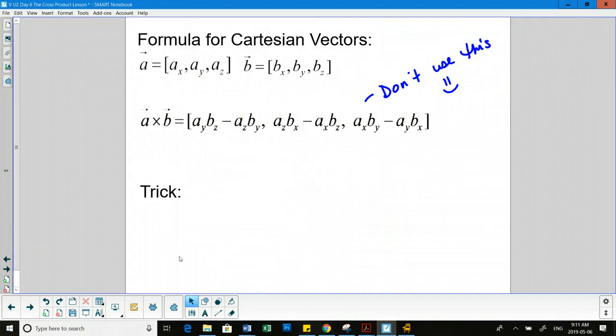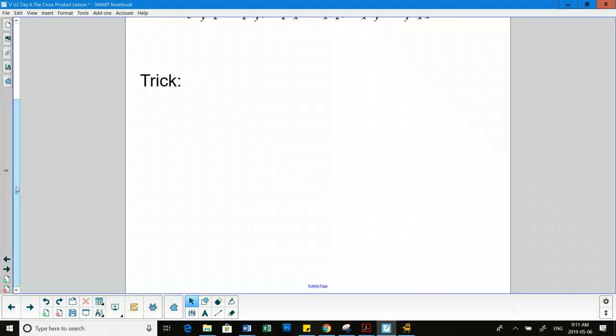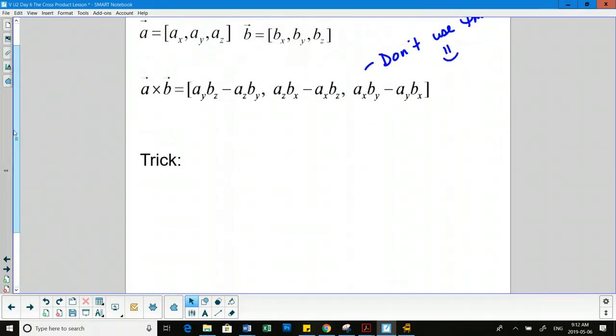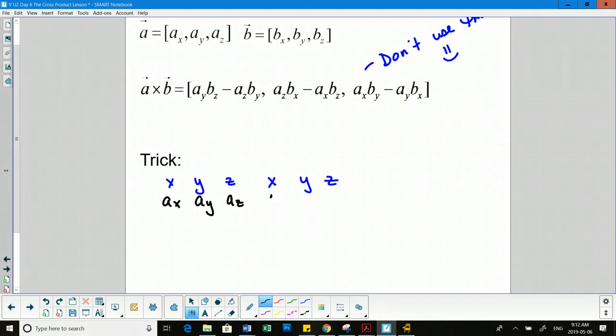Okay, so our little trick is this. We are going to take the vectors A and B, and we're going to arrange them on top of each other twice. So I'm going to have the x, y, z, and the x, y, z of both A and B stacked on top of each other here. I'm going to put on top the vector that I'm crossing first. So if I'm doing A cross B, I'm going to put A on top. So it'll be AX, AY, AZ. And then I'm going to write it again, AX, AY, AZ.